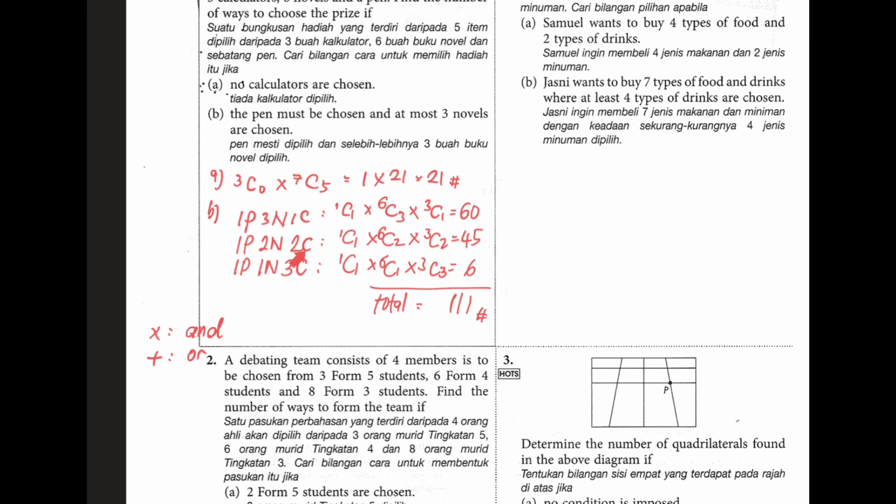Or the second way, 1 pen and 2 novels and 2 calculators. So you see, when I say and, that means I have to times. So 1 pen, 3 novels, 1 calculator, I times. And times. Now, or the second way. So that's why I plus with the second way. Or the third way. That's why I plus with the third way. So the idea of and, or is there. So when it's and, you times. When it's or, you plus.